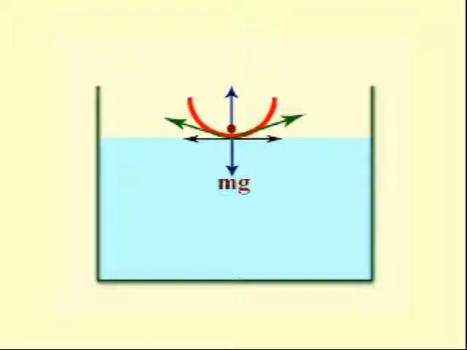The weight of the needle acts downwards, and this is the resultant of the force due to surface tension. Suppose the force due to surface tension acts in this direction; because of this curvature, one force and another force acting in the opposite direction cancel each other. So, the upward force is due to the surface tension and it is balanced by the weight of the needle.